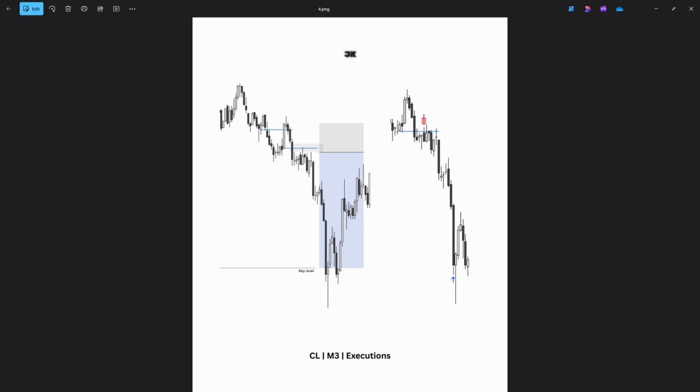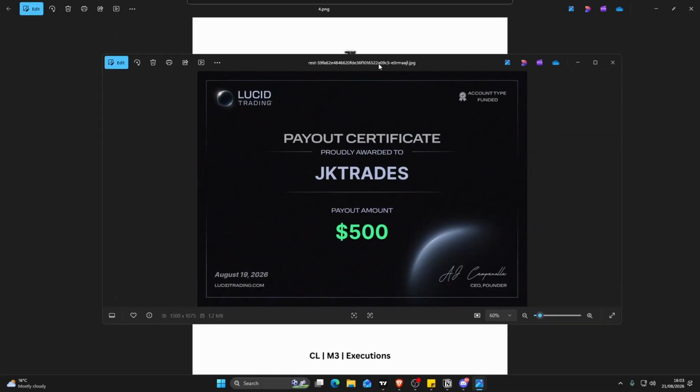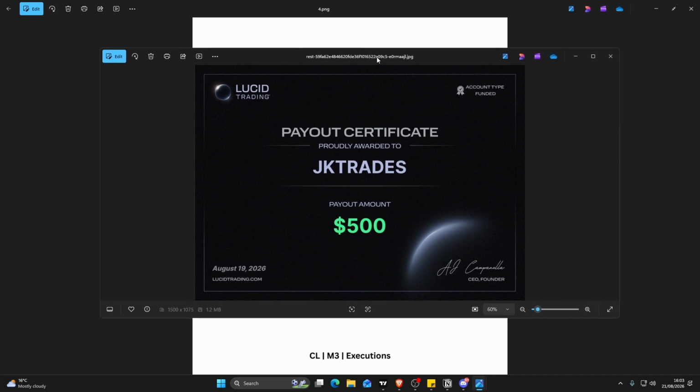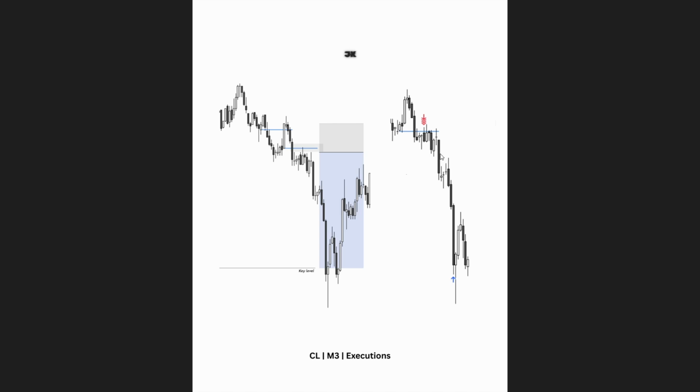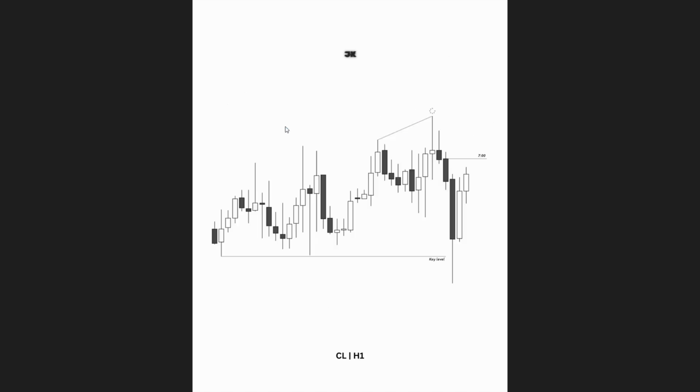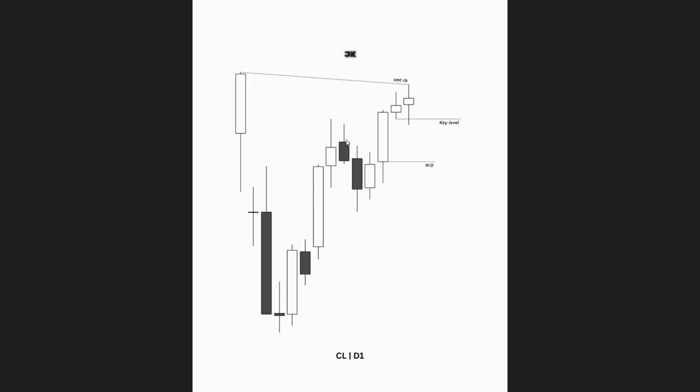This trade, this day I took a payout, so you can see the certificate, August 19th. This is 2 days ago when I took this trade, and then obviously I had that trade yesterday as well, which was a great trade, but I forgot to make this video, so I'm doing it now. So start on the higher time frame.